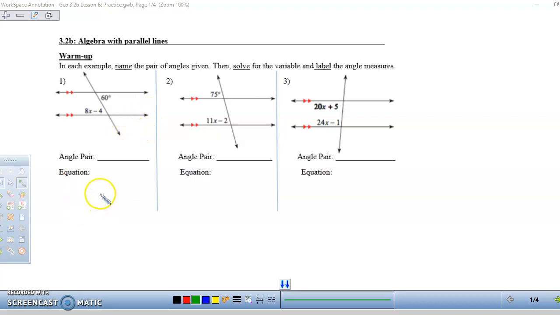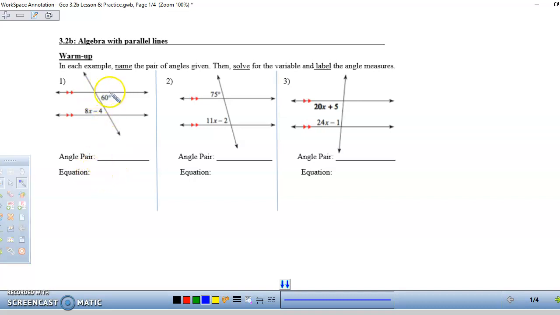Hello again. So today we're going to put some algebra into these special angle pairs. So these are our first three examples. And what we're going to do is actually name the angle pair first, because that'll tell us how to set up our equation.